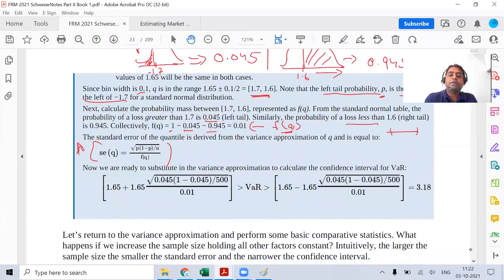Once you have got the standard error, you just have to use this over here to find that interval. So my confidence interval is going to be, the gap is going to be this.